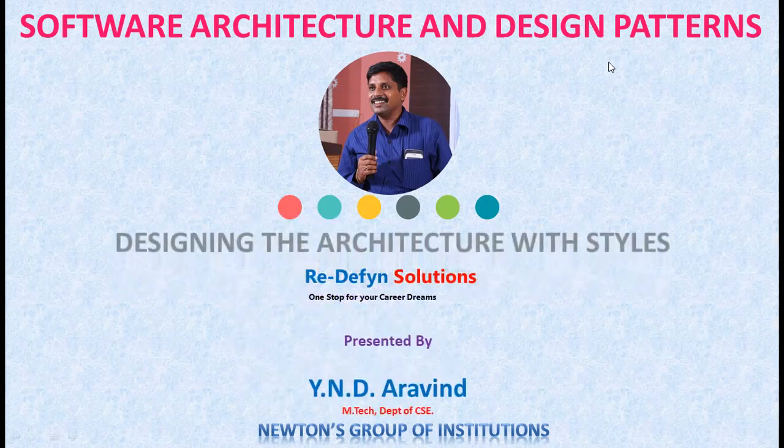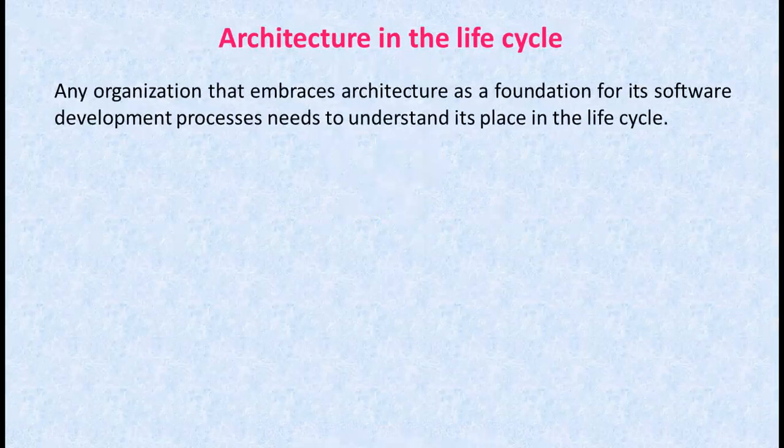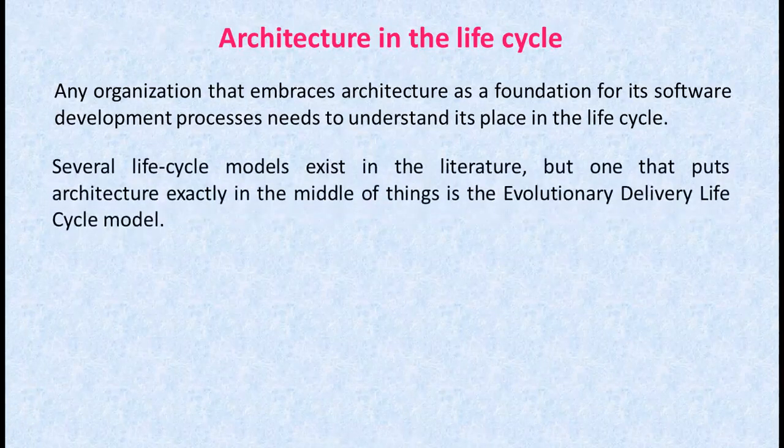In this video, we are going to discuss designing the architecture with styles. Coming to the architecture in the life cycle, any organization that embraces architecture as a foundation for its software development process needs to understand its place in the life cycle. Several life cycle models exist in the literature, but one that puts the architecture exactly in the middle of these things is the evolutionary delivery life cycle model.